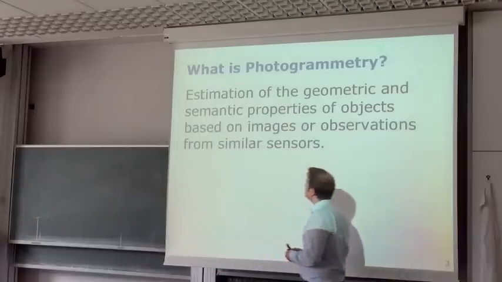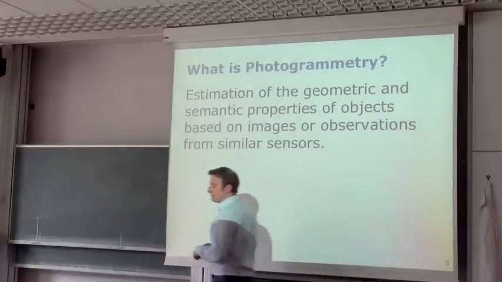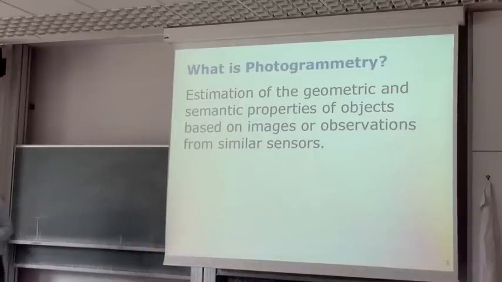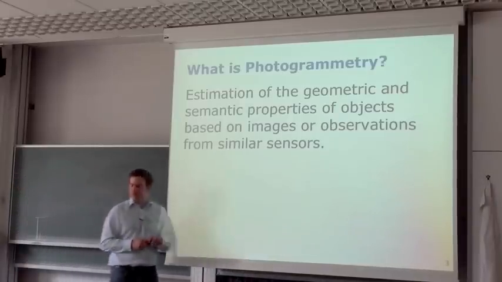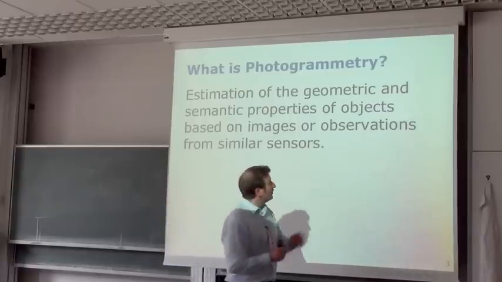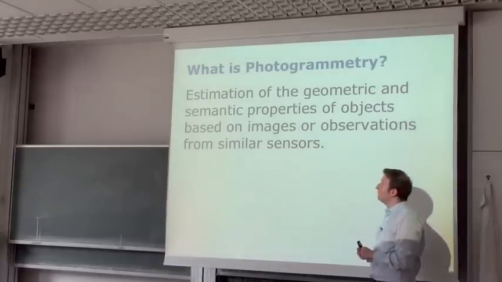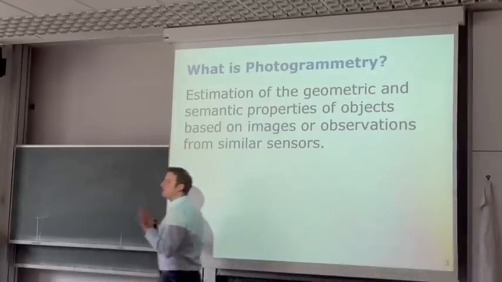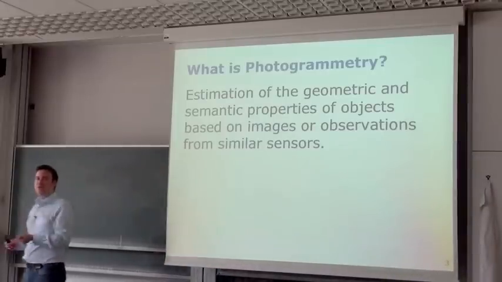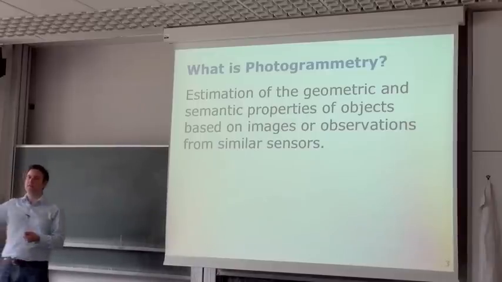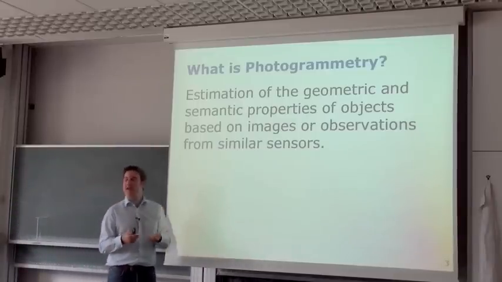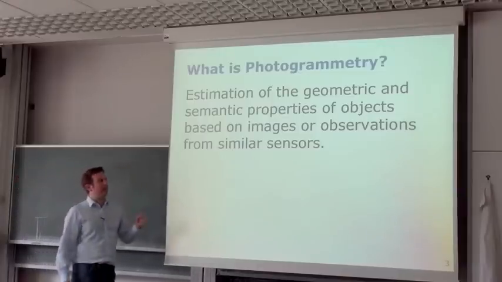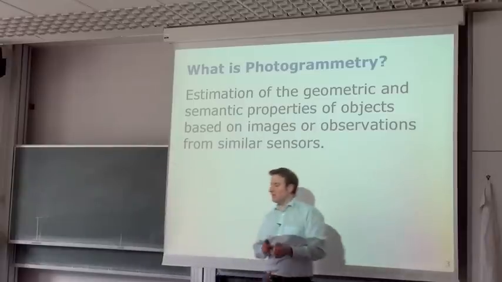So if you look at the definitions, one of the definitions we find about photogrammetry is: it's the estimation of the geometric and semantic properties of objects based on images or observations from similar sensors. We said, okay, geometry should be pretty clear. Semantic, maybe not perfectly clear yet, but simply see that as names. So we can give names to objects, like car, building. This is something we can see as a semantic interpretation. We have objects, that's pretty clear. We have images, we have more cameras, or observations from similar sensors.